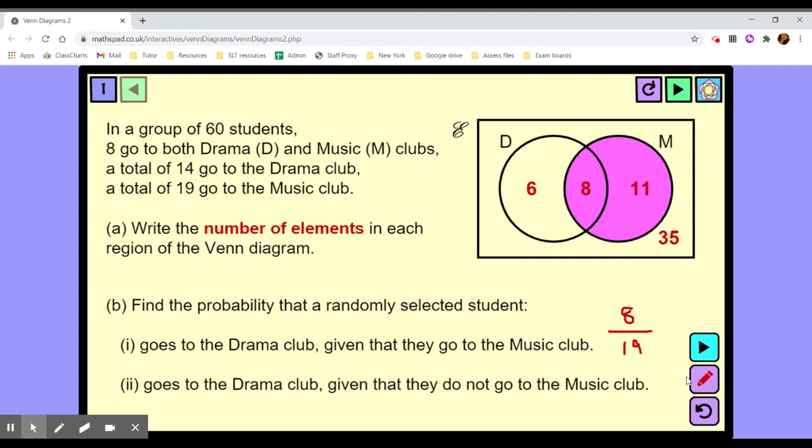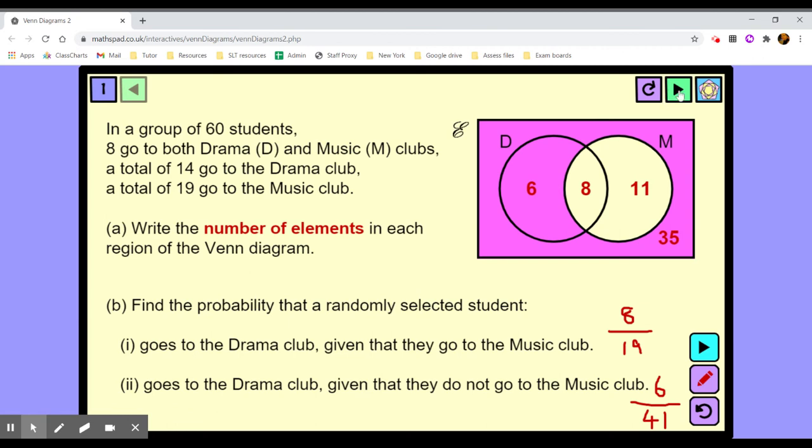If we then have a look at part 2, so goes to the drama club given that they do not go to the music club. So if they don't go to the music club, then we can see that they are in that highlighted area, so everybody outside of the M circle. And therefore, we can work out how many people we have altogether. So in the pink shaded region, we've got the 35 and the 6. So it's going to be out of 41 this time. And then we want to know out of those 41, how many go to the drama club? Well, it's then going to be 6. And wherever possible, you need to make sure that you simplify your fractions. The 6 over 41 here is fully simplified.